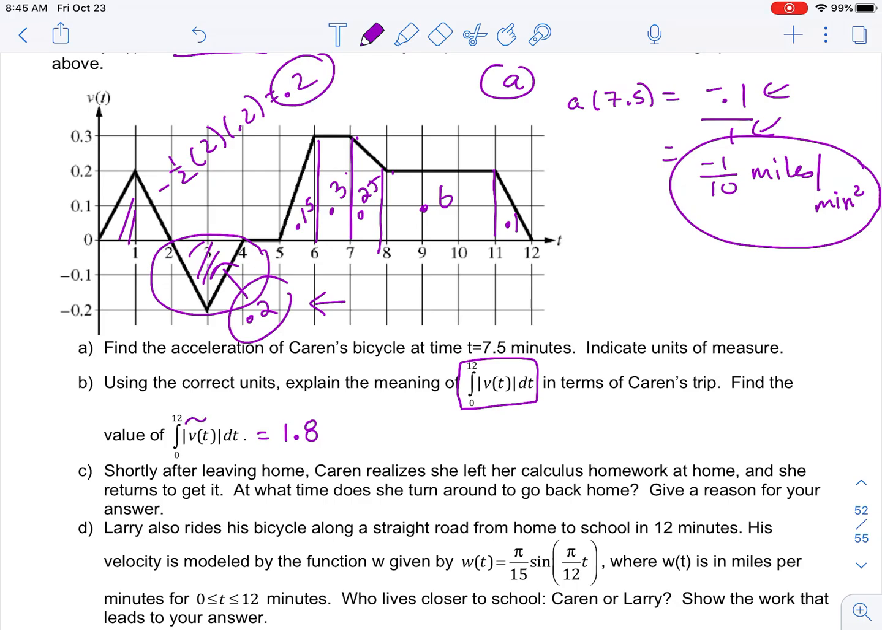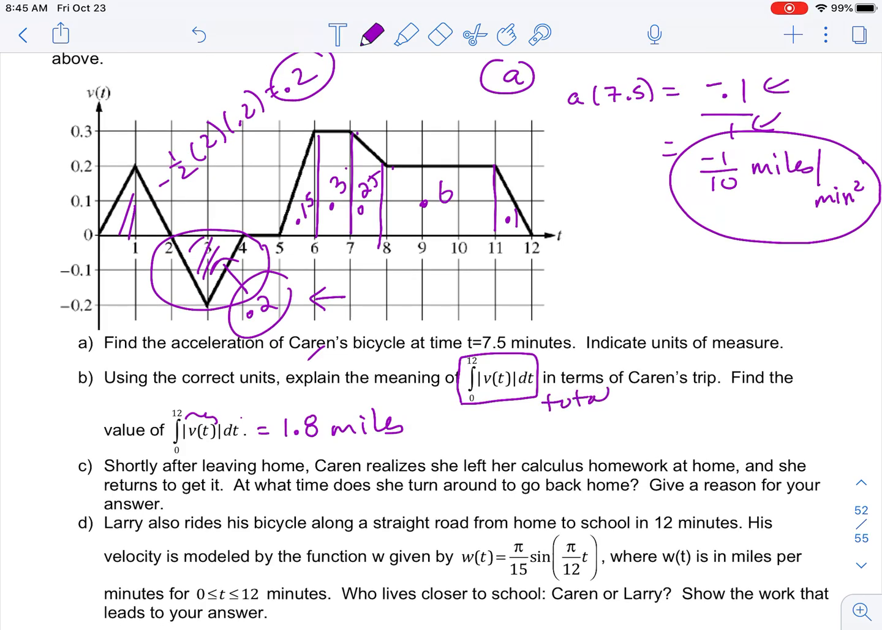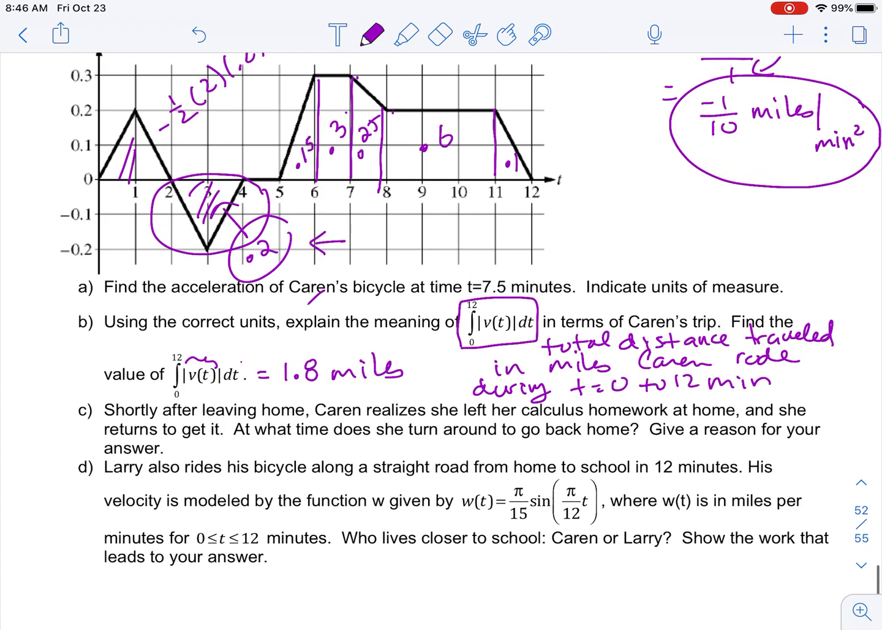And the units on this, this is miles per minute. You're multiplying by minutes, so the minutes cancel, so really this is miles. So that's the value of the definite integral. And what this represents is really the total distance traveled by Karen in miles that Karen rode during t equals 0 to 12 minutes. So that's the interpretation.